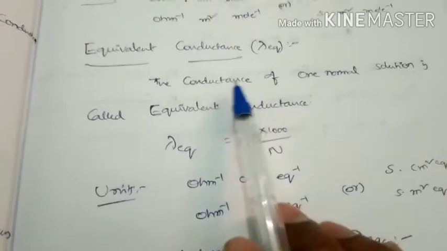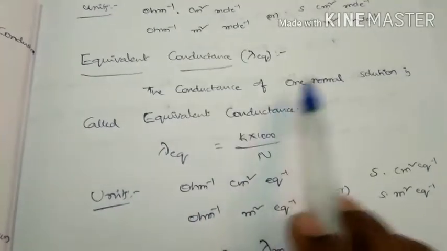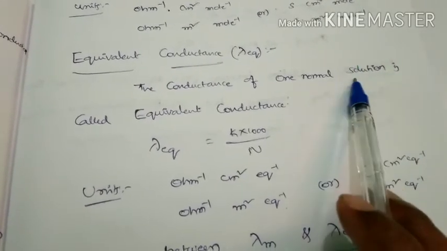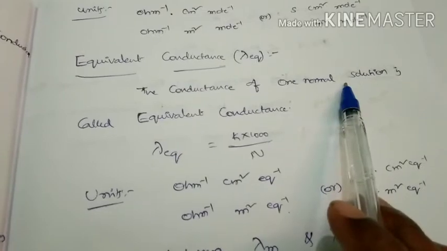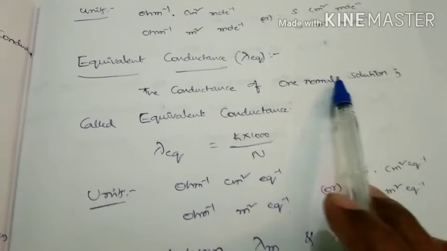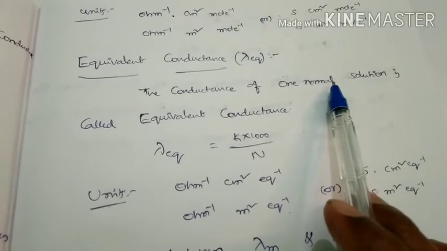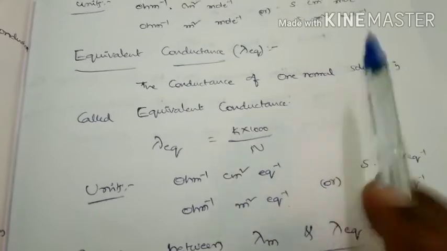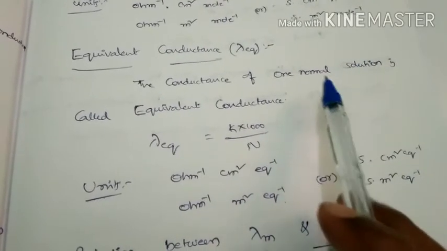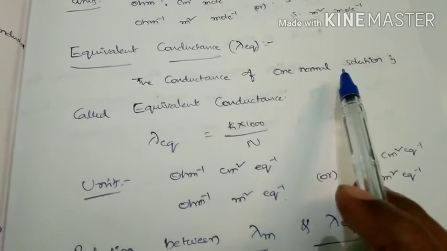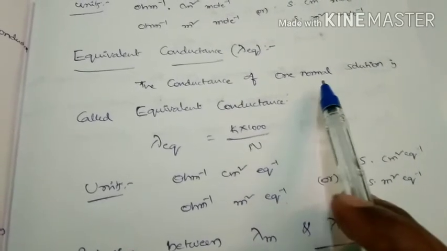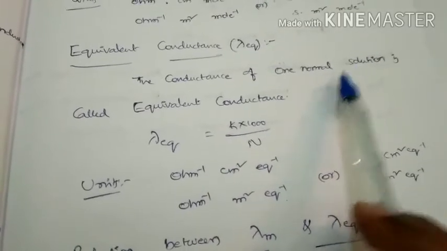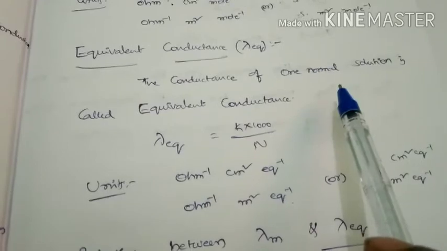Next one, equivalent conductance. Equivalent conductance means the conductance of one normal solution. Normal solution means the solution of one normality. Actually, this part was removed from our syllabus 2 years back. Actually, that is one of the concentration methods. Molarity, molality, normality, these are concentration methods, but this part was removed from our syllabus 2 years back, so we didn't discuss anything regarding normality. So now you just remember, one normal means the solution of one normality is called normal solution.